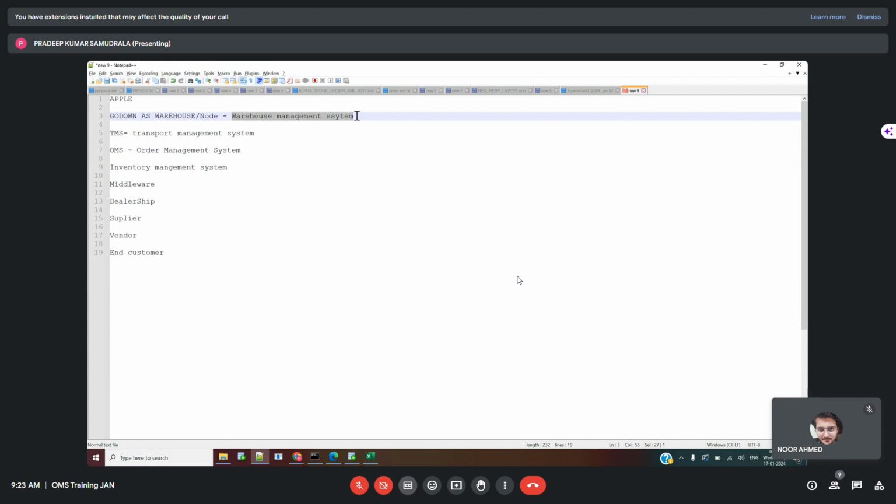And managing the inventory in WMS is more familiar in a 3PL kind of system. 3PL is nothing but third party logistics. So basically, there is a term called 3PL, which is called third party logistics. For example, we all know FedEx. FedEx is a company. So FedEx is a 3PL company.